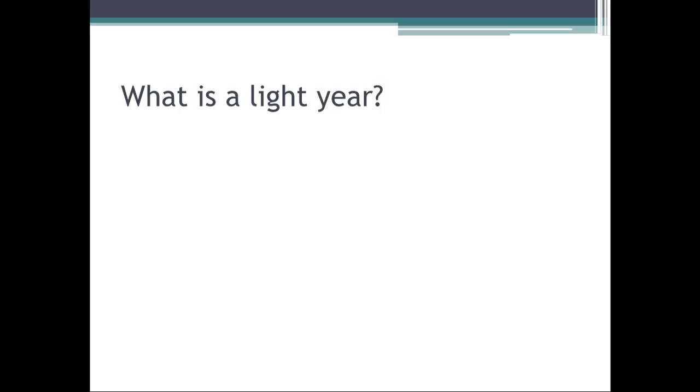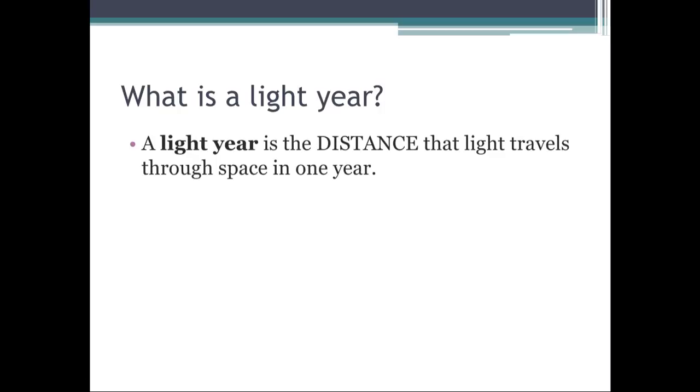So we have to use a different unit other than astronomical units. We already know that astronomical units are really big. Light years are way, way bigger. So what is a light year? A light year is defined as the distance that light travels through space in 1 year.